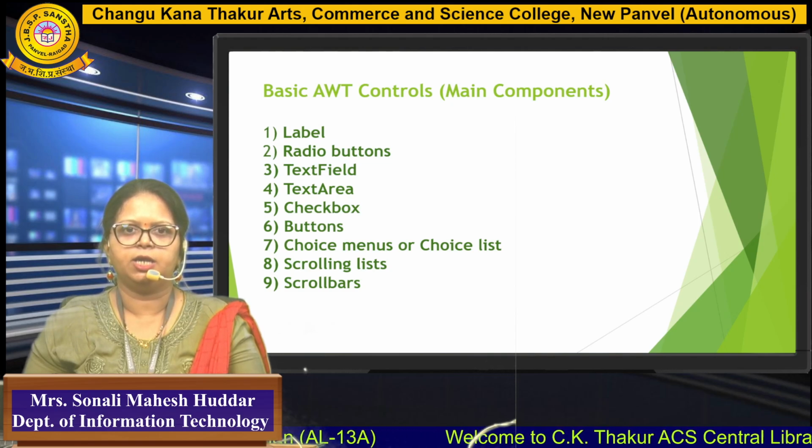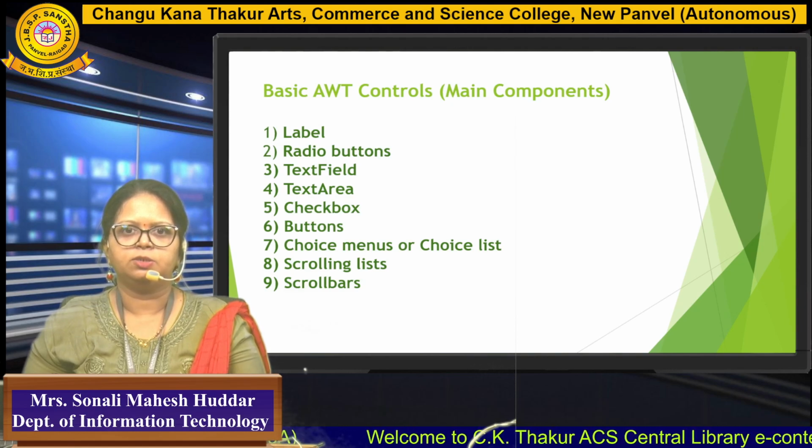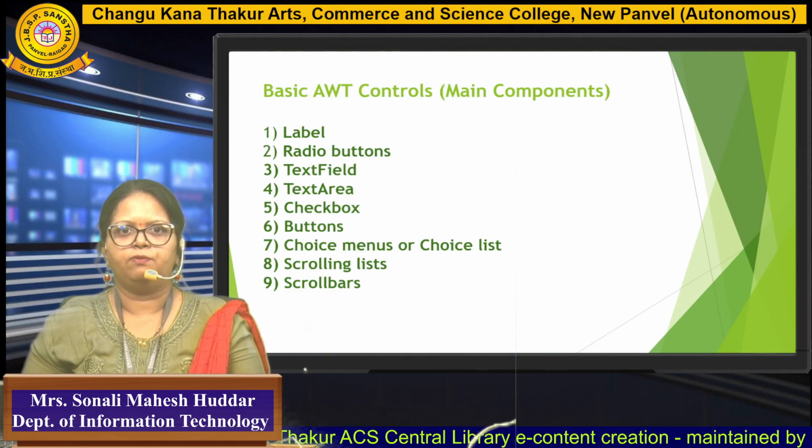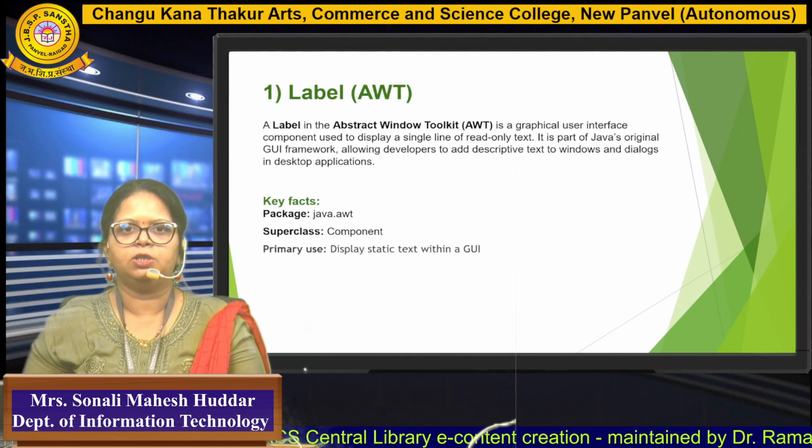text field, text area, checkbox, buttons, choice menus or choice list, scrolling list and scroll bars. One by one we are going to cover all of these. So, very first, we are going to consider the Label.